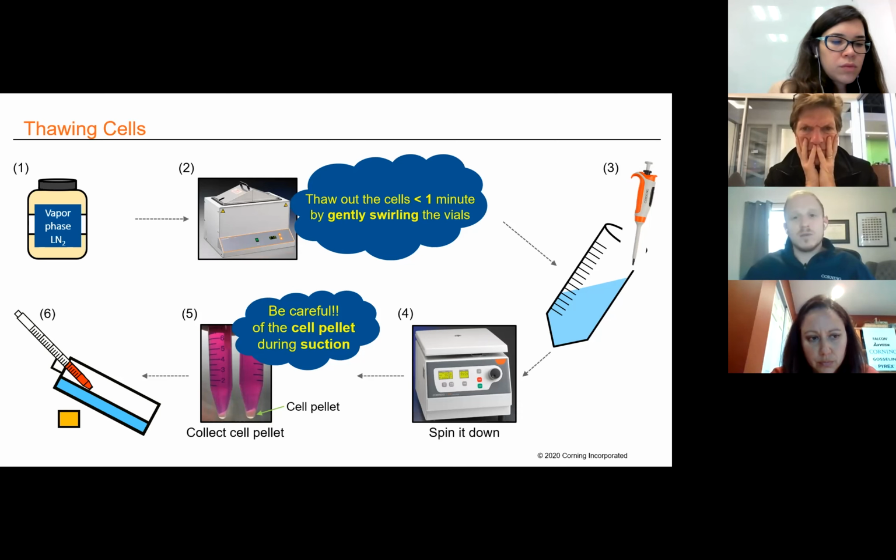Usually you take those cells, put them into fresh media, and spin them down. The purpose of spinning down is to remove the cryopreservation reagent, which often is DMSO, because it is toxic to cells over a long period of time. We spin that down, remove it, resuspend the cells in fresh media, and then they're ready to be plated into a new vessel.